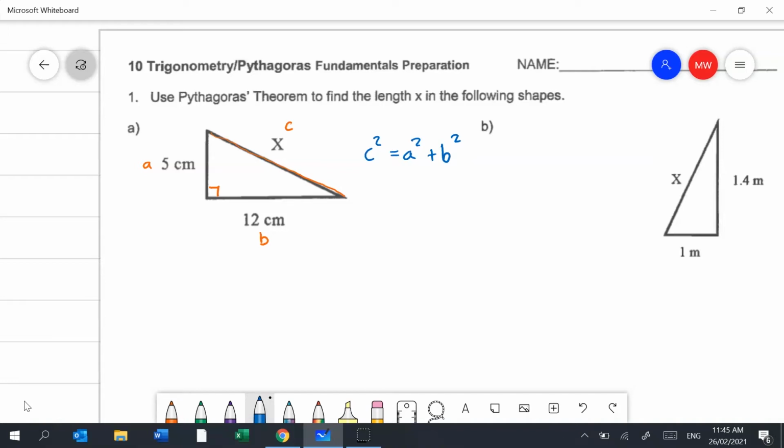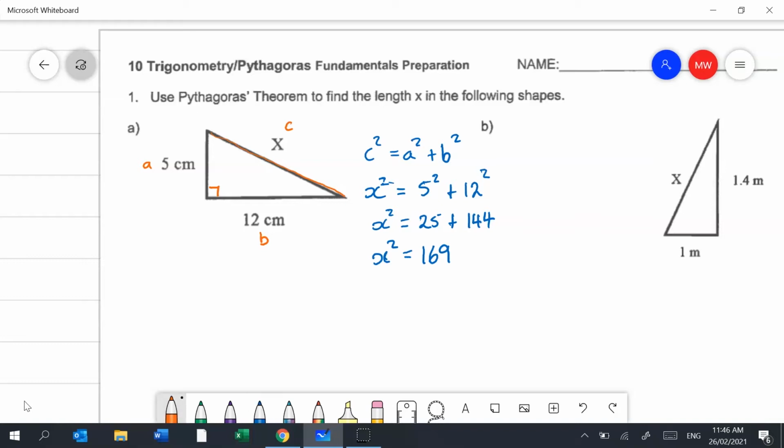So if c is now x squared, and we'll sub in 5 squared plus 12 squared. Now x squared will be 25 plus 144. So x squared is 169. And this is really just the balance method now.